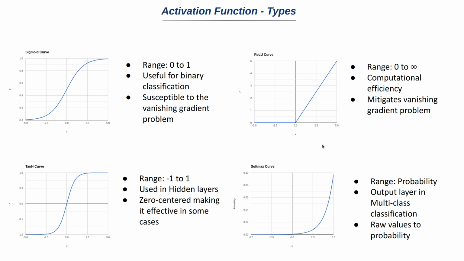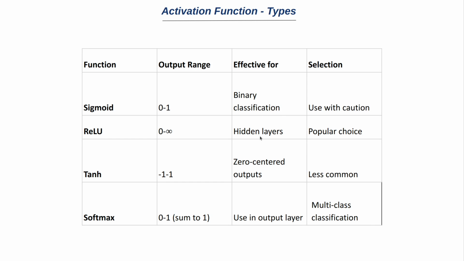So that's about it. And I've just added this table so you can quickly refer to it. We have the sigmoid that has an output range between 0 to 1. It's effective for binary classification, similar to the logistic regression model, and you need to use it with caution. As I said, it can lead to the vanishing gradient problem. The next one is ReLU, rectified linear unit, and the other variation of this is leaky ReLU, where it allows slightly negative values.